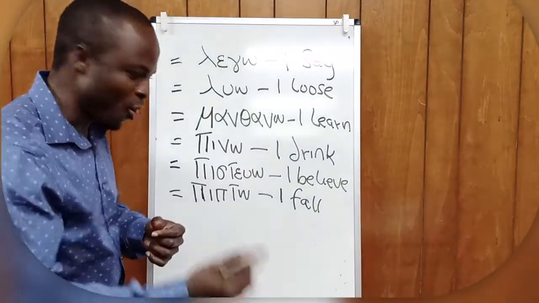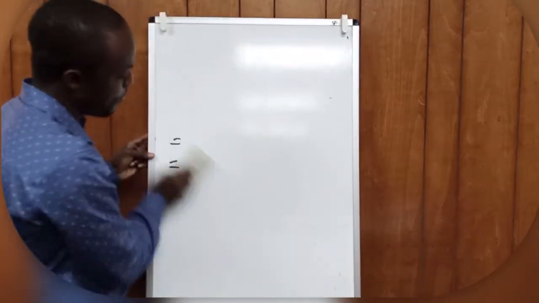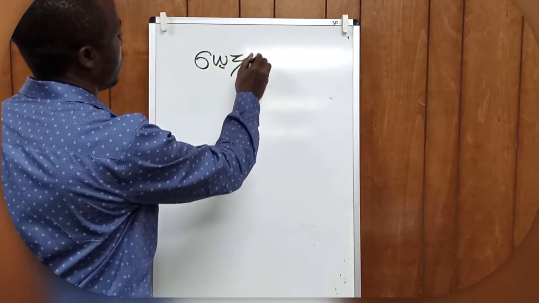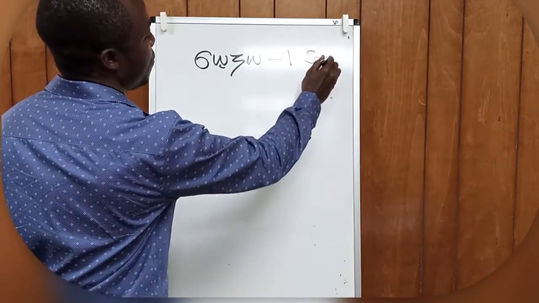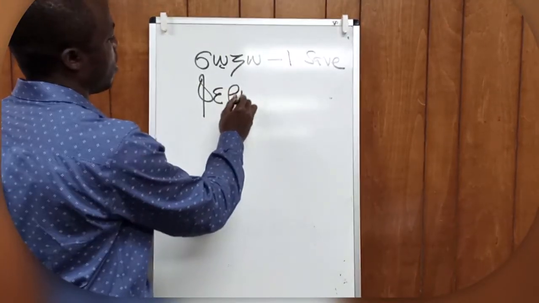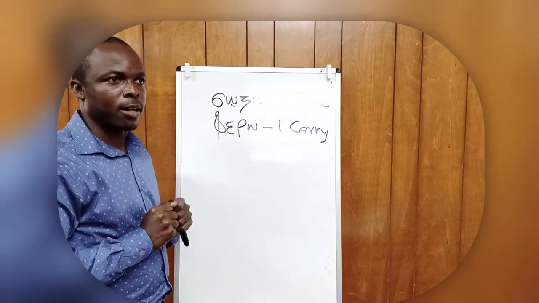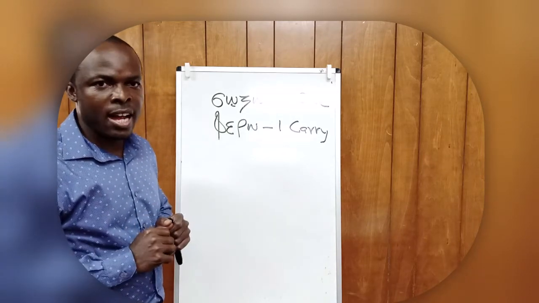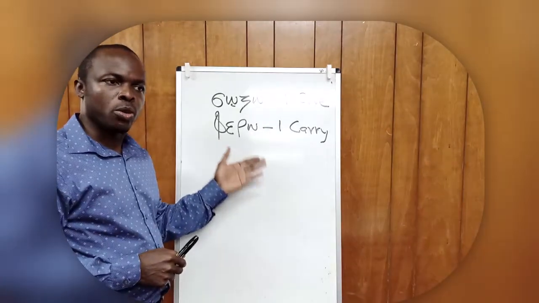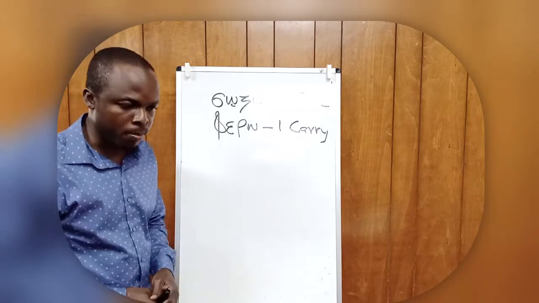Now we have sozo. These are regular words that you find in the New Testament Greek Bible. We have sozo, which means I save. Then finally, we have phero, which means I carry. At this juncture, wherever you are listening to us, wherever you are taking notes and hearing this, bear it in mind that the best way to learn the vocabularies in Greek is to study them, place them in your mind so that you'll be able to remember them wherever you see them.